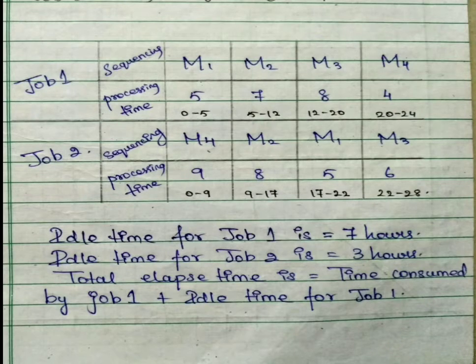So now you have to write like this. The first one, M1, is 0 to 5. The next, M2, has processing time 7, so 5 plus 7 is 12. So 5 to 12 will be M2. For M3, you have to add 8, so 12 to 20. For M4 it is 4, so 20 to 24. You have to write like this, then only can you draw the graph easily. Similarly for job 2, 0 to 9, then you add 8, so 9 to 17, 17 to 22 and 22 to 28. So now we have to come to the graph.